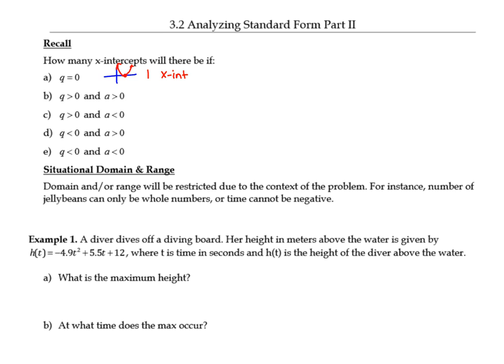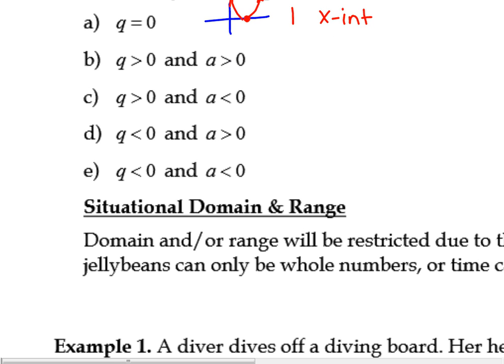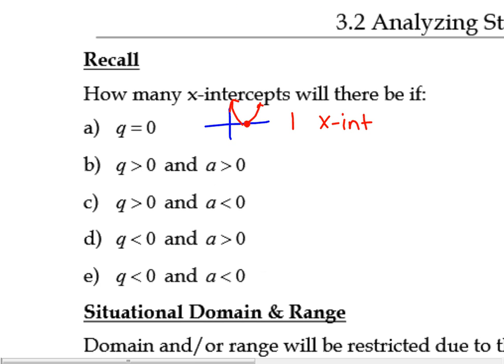Okay, the next guy. I'm going to make this a lot larger, make it easier to draw. If Q is greater than 0 and A is greater than 0, that means the vertex is above the x-axis, and this graph is going to open up, meaning we would have no x-intercepts.